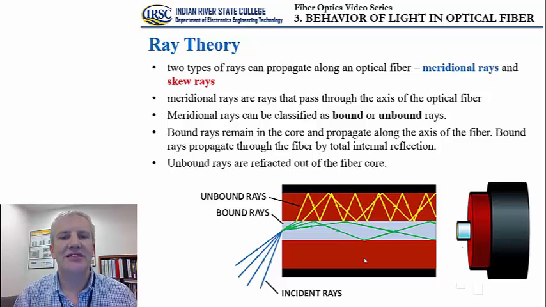Meridional rays can be classified as bound and unbound rays. Bound rays are the rays that remain in the core and propagate along the axis of the fiber. On the other side, bound rays propagate through the fiber by total internal reflection. And finally, unbound rays are refracted out of the fiber core.